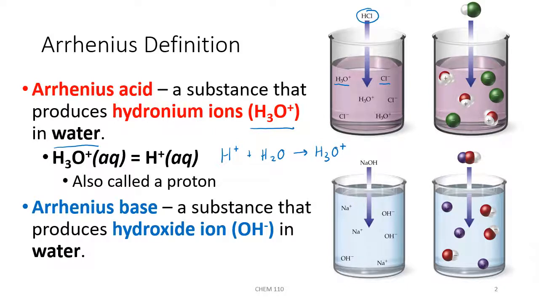An Arrhenius base, on the other hand, is a substance that produces hydroxide ions in water. So they're substances that give rise to OH-. An example would be something like sodium hydroxide. If you were to dissolve sodium hydroxide in water, it would break up into two species, a sodium ion and a hydroxide ion. So we say that it dissociates into sodium ions and hydroxide anions. And HCl would dissociate into protons and chloride anions. So the word dissociate just means it breaks up into those substances.